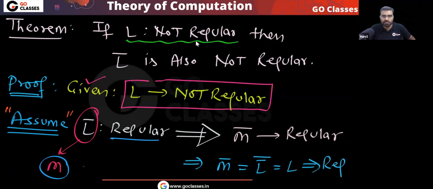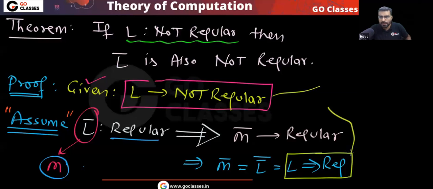Did you get a contradiction? Here you are saying L is not regular. Here you are saying L is regular. Did you get a contradiction or not? So this is your contradiction. So finally I can say my assumption is wrong. So I can say L complement is not regular.